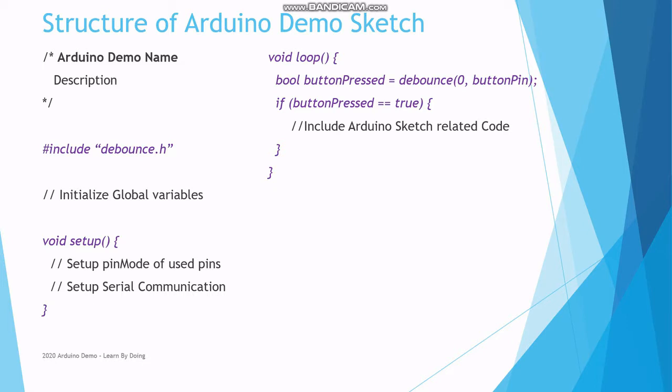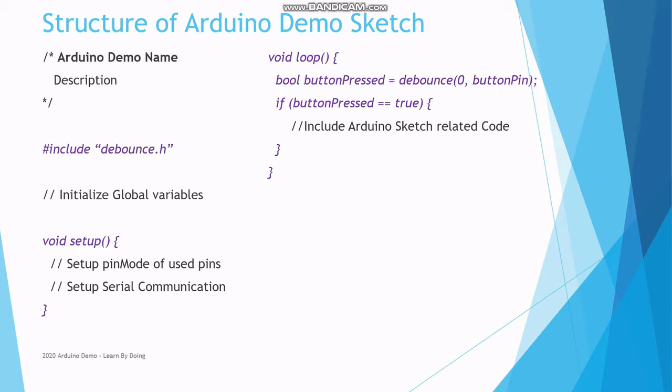Structure of the Arduino demo sketch. It will start with a comment block which will provide the Arduino sketch name and some description. The first statement will be an include of the debounce function, which is in the debounce header file. I've stored it in a separate location, so I will be including the file path of the debounce header file. Then some initialized global variables which are related to the digital I/O pins I'm using in my sketch.